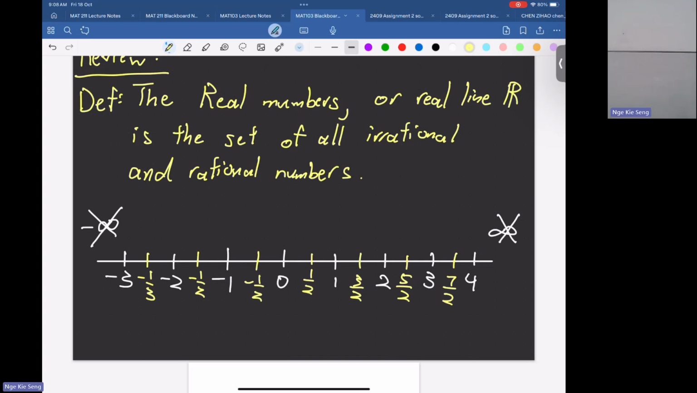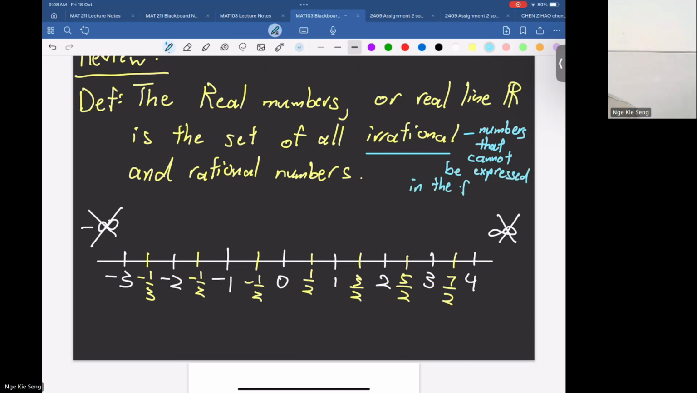These are the numbers that, let's define it. So what is irrational numbers? These are the numbers that cannot be expressed in the form of m over n, where m and n are in Z.